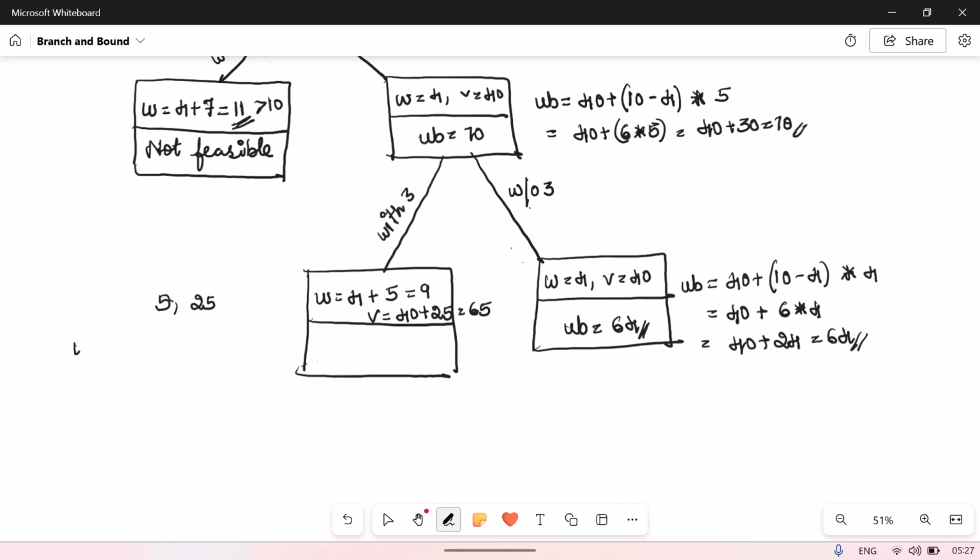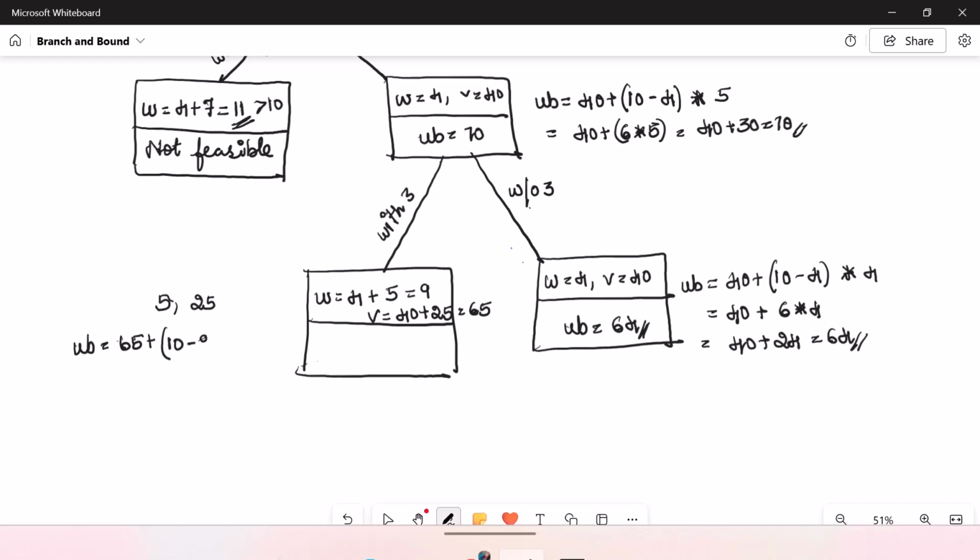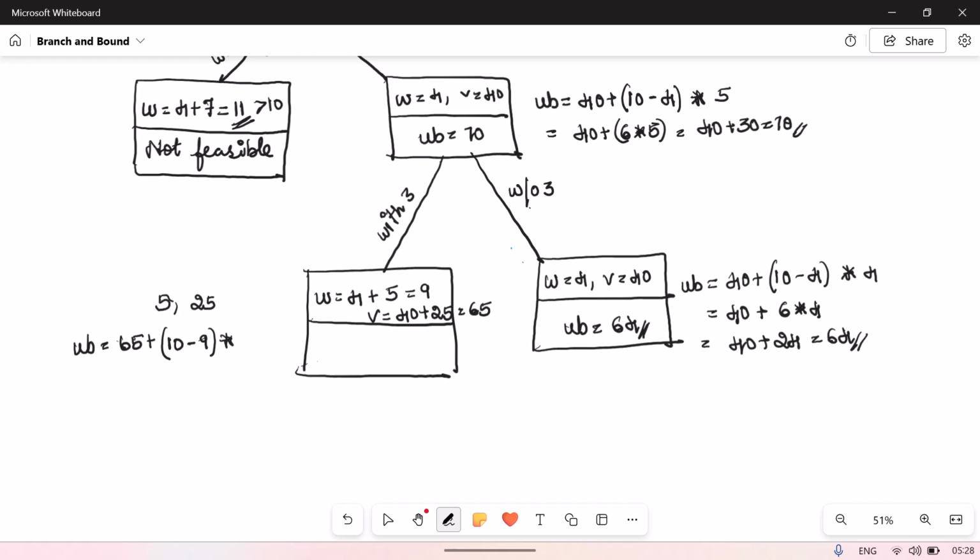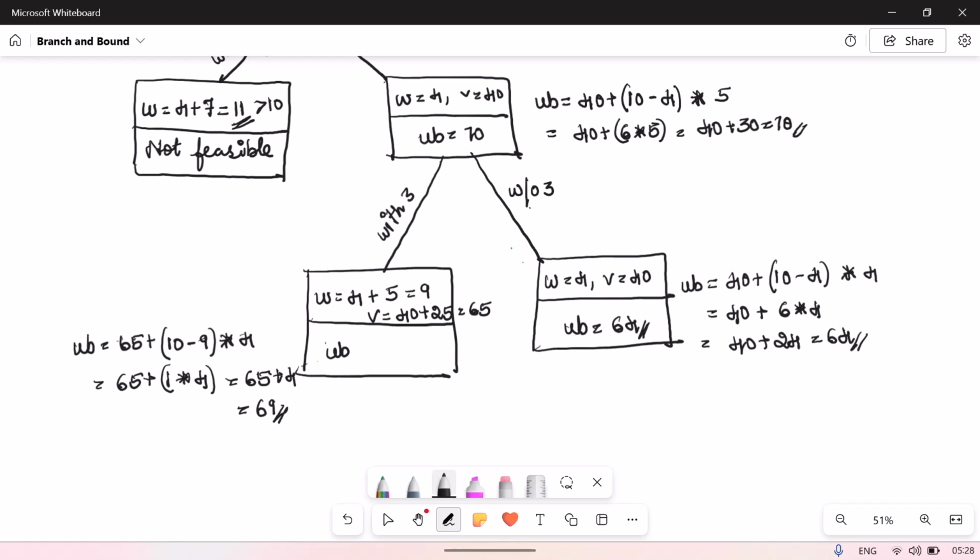Okay, now let us calculate the upper bound. Upper bound is value, that is 65 plus total capacity of the knapsack is 10 minus the weight of the item is 9 times the next ratio is 4. Okay, so it will be 65 plus 1 times 4, which is equal to 65 plus 4, which is 69. So the upper bound is 69.